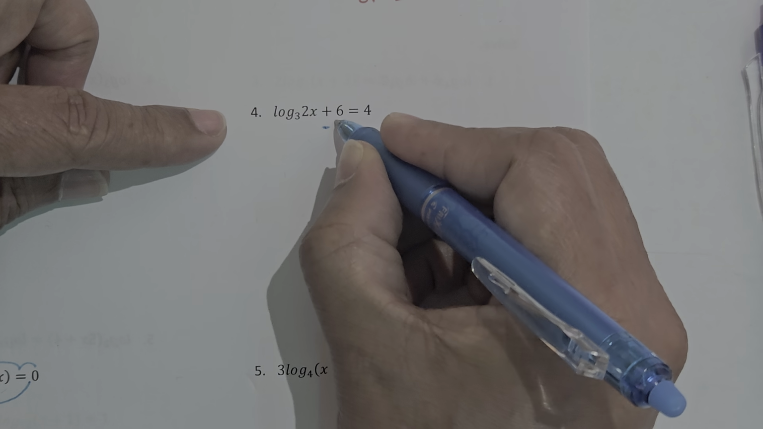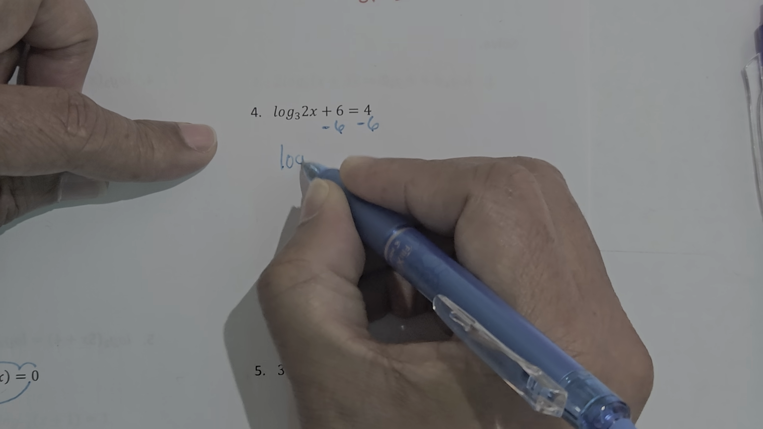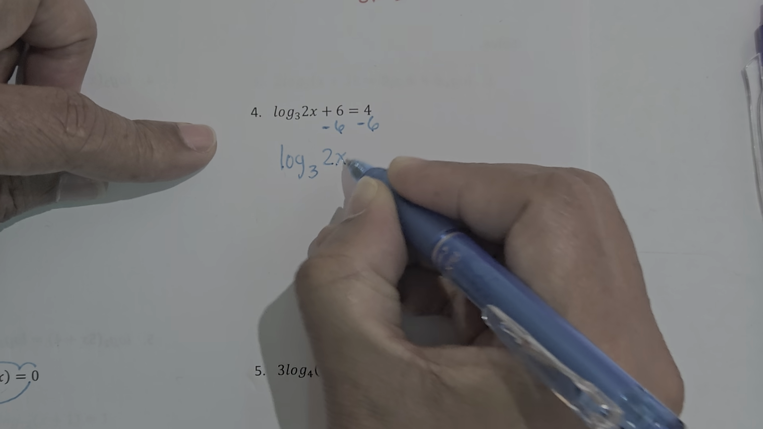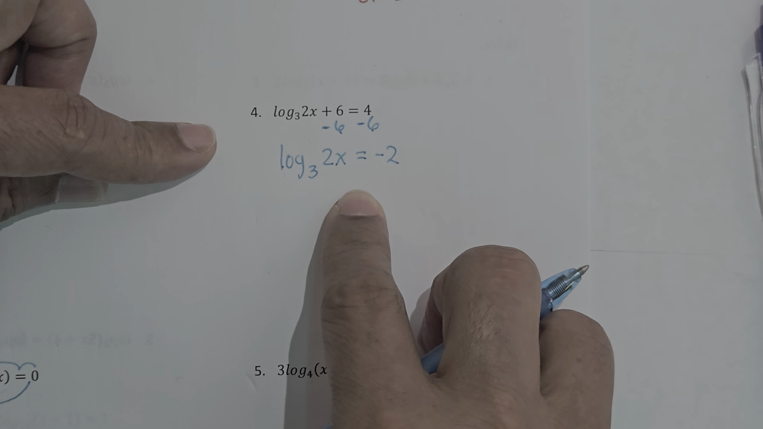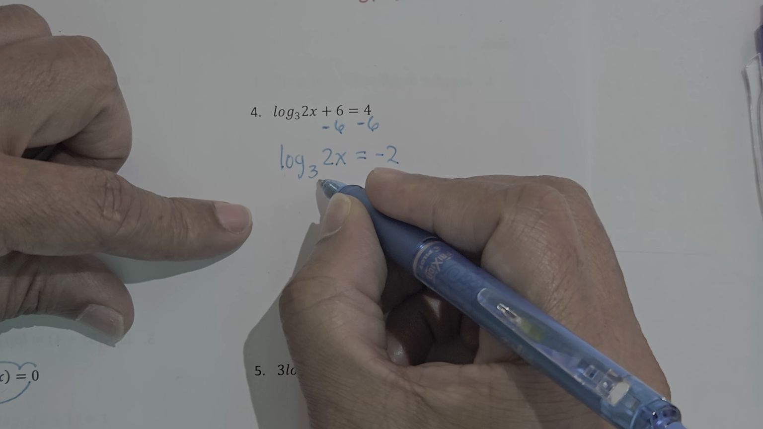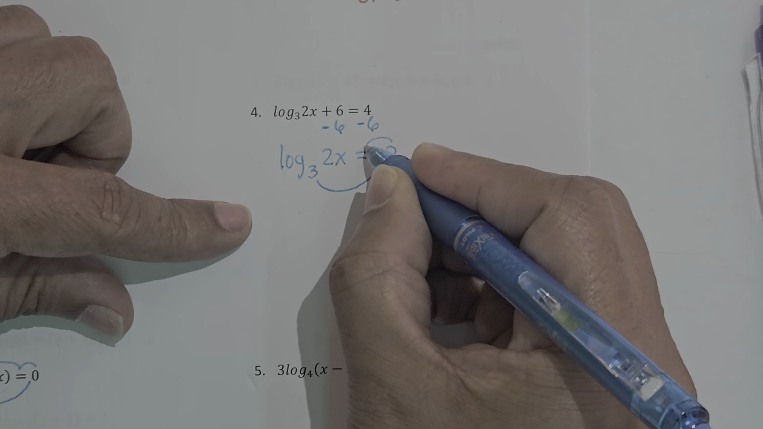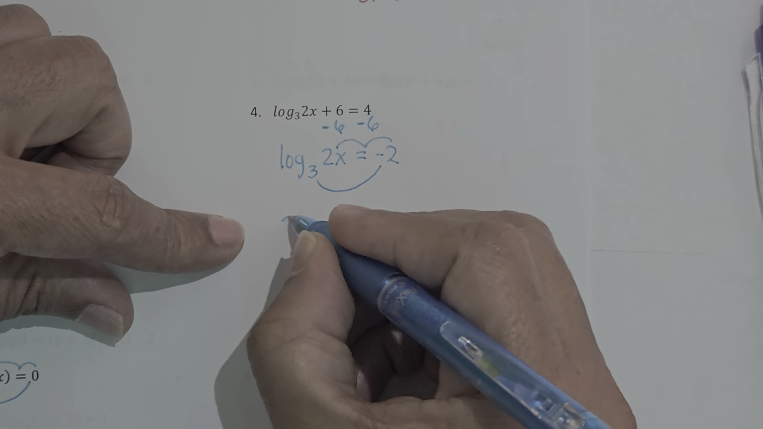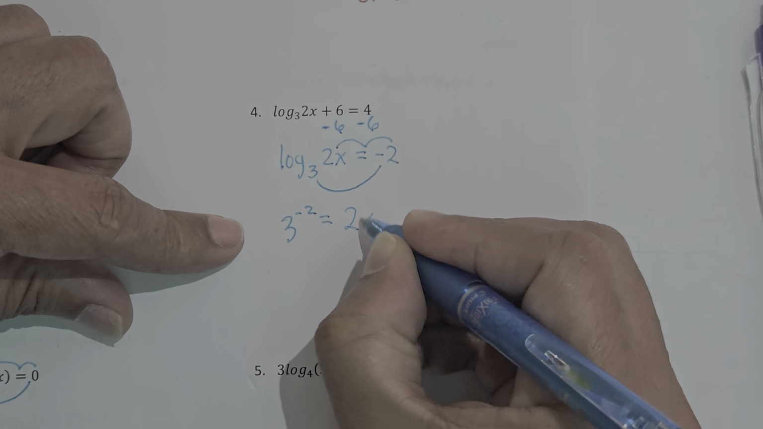Let's isolate it. So subtract 6 on both sides of the equation. So then this is now log base 3 of 2x equals 4 minus 6, which is negative 2. The log is isolated and is condensed to a single log, so we don't have to do step 1. So then raise the base of the log to this power and set it equal to 2x. So then 3 to the negative second power equals 2x.